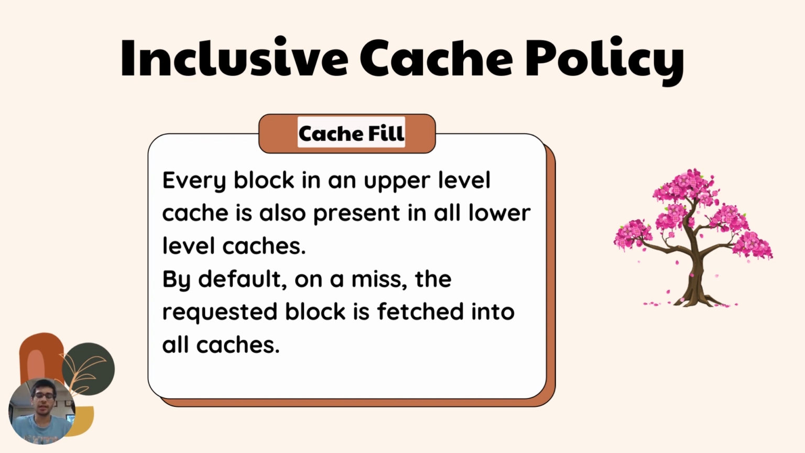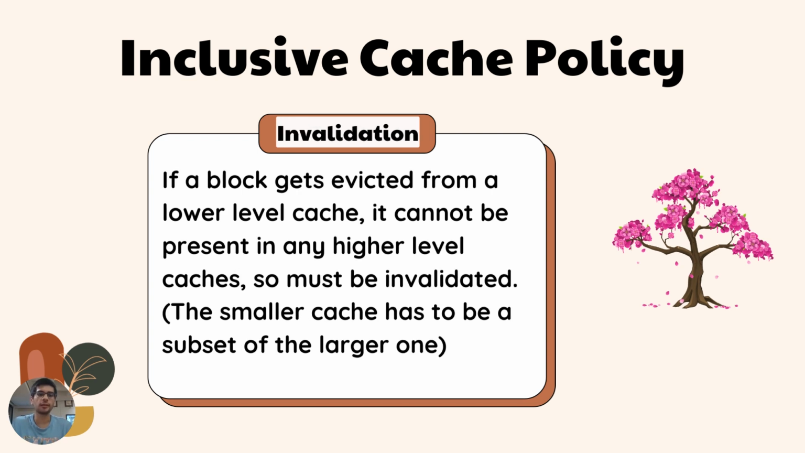So cache fill by default happens like that. When you have a miss in the higher level, you fill up all the lower levels below it, and then it gets filled up in the higher level. So we didn't need to change anything for that. For invalidation, if a block is evicted from a lower level cache, it has to be invalidated in the higher level cache, because otherwise the subset relation won't be maintained.